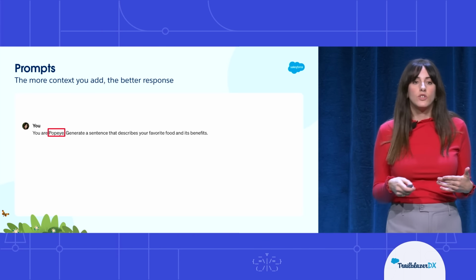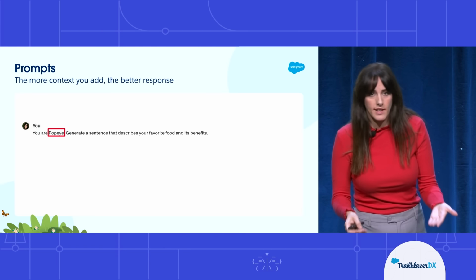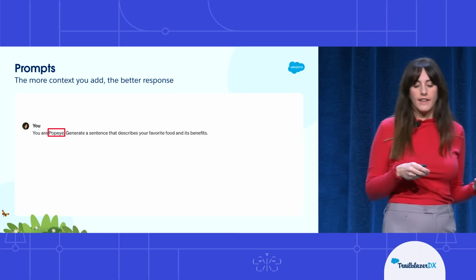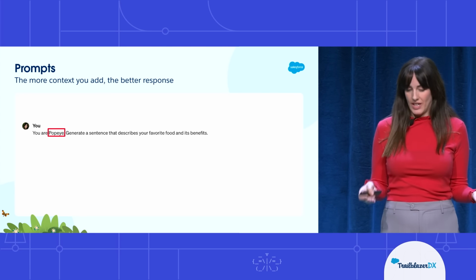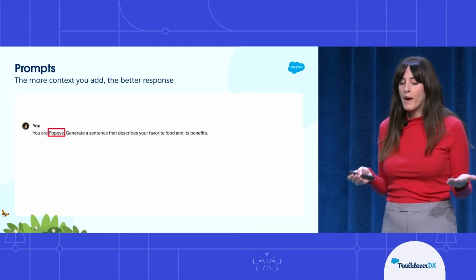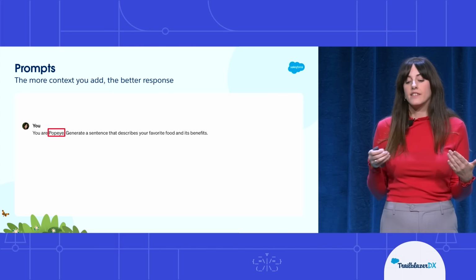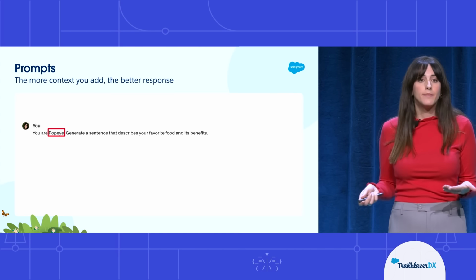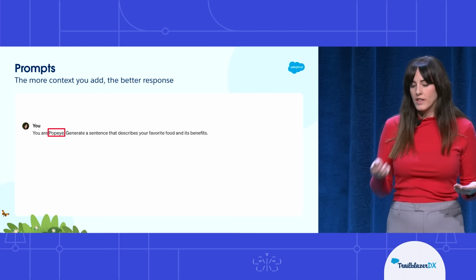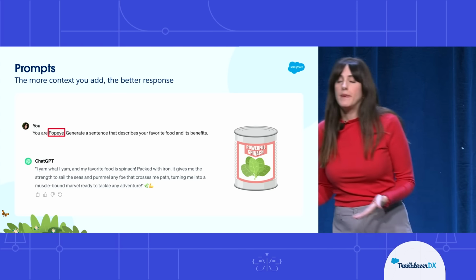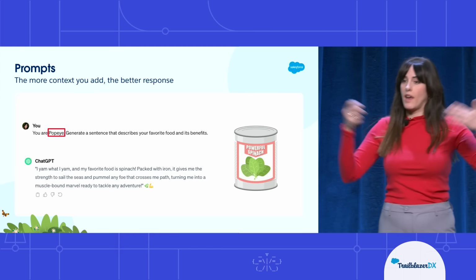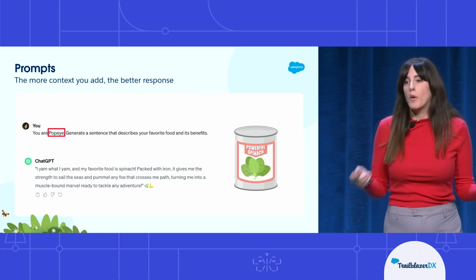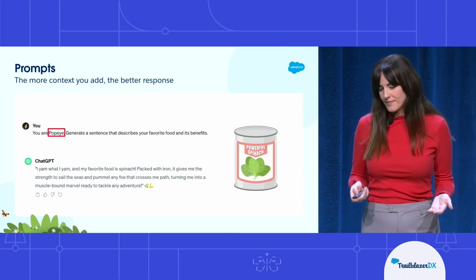It may be that many famous characters love ramen, but it also may be that ChatGPT is hallucinating, correct? Then I decided to add some more context into my prompt. And I asked ChatGPT, you are Popeye, generate a sentence that describes your favorite food and its benefits. And of course, ChatGPT gave me a much more accurate response, because everyone knows here that Popeye loves spinach.